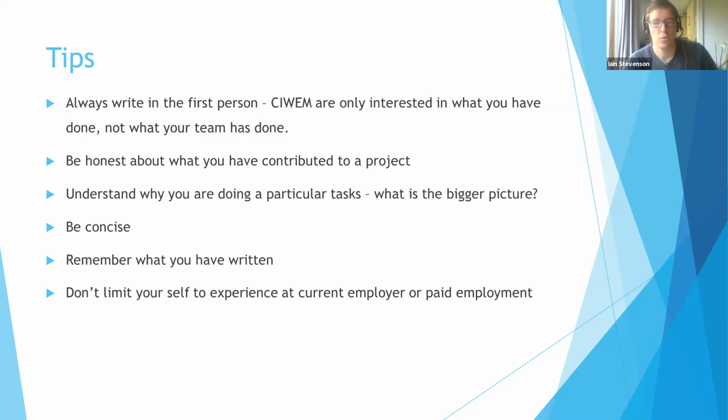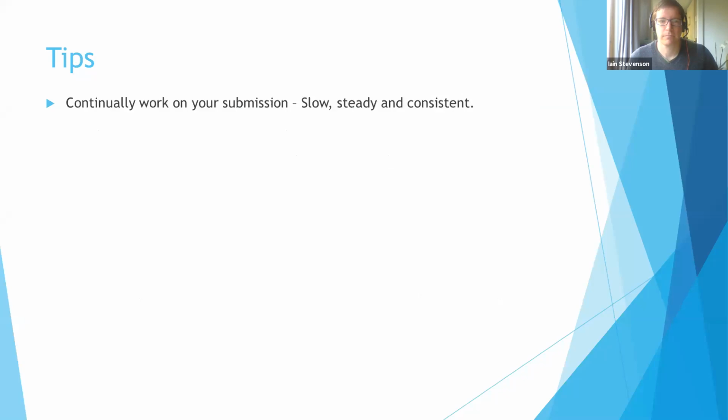This is quite important. Lots of projects have quite a narrow scope, looking at a very particular thing. But why is this? Why is that scope important to what is the bigger picture? What's the environmental picture or the water issue? Be concise. You've only got so many words, around 300 or so per competency. Remember what you've written, come your interview, and don't limit your experience to your current employment.